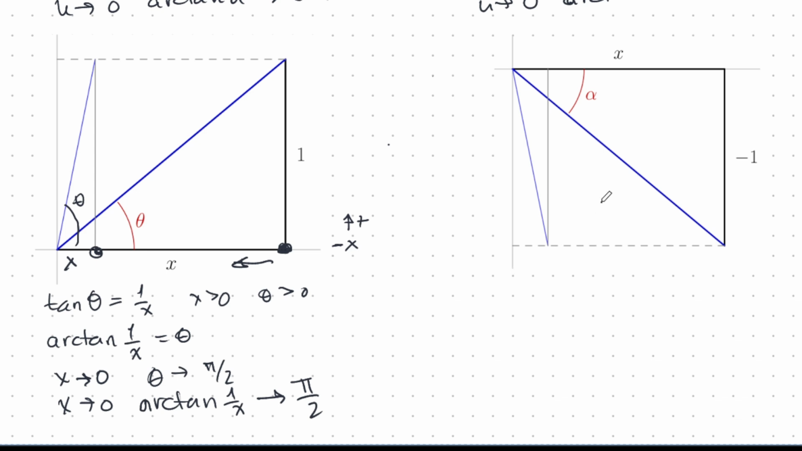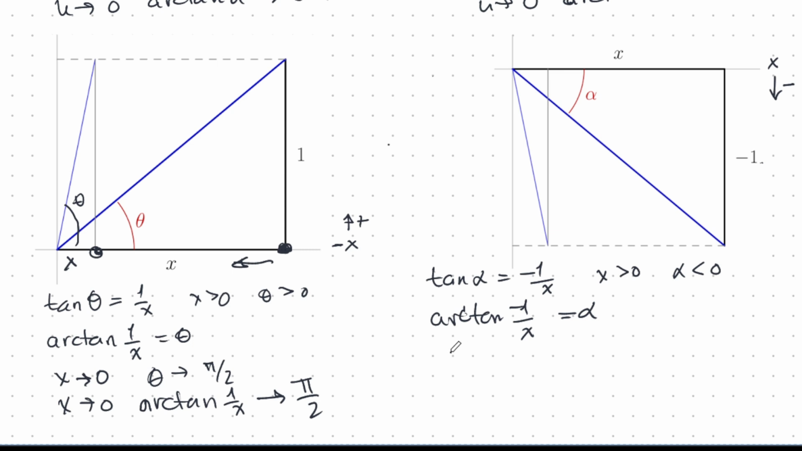So let's try to repeat the same calculation, but in the fourth quadrant. This is my x-axis. This direction is negative now, so this is a -1 here. Okay, so let's see. Tan alpha is -1 over x, but x is positive. That means alpha is negative, because if x is positive, then -1 over x is negative. All right, so arctan of -1 over x is equal to alpha.